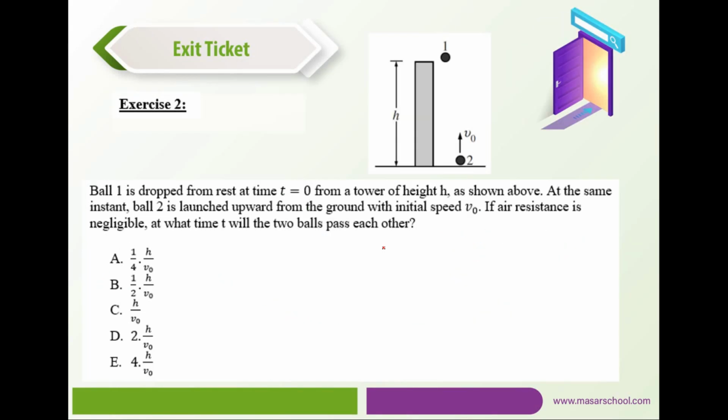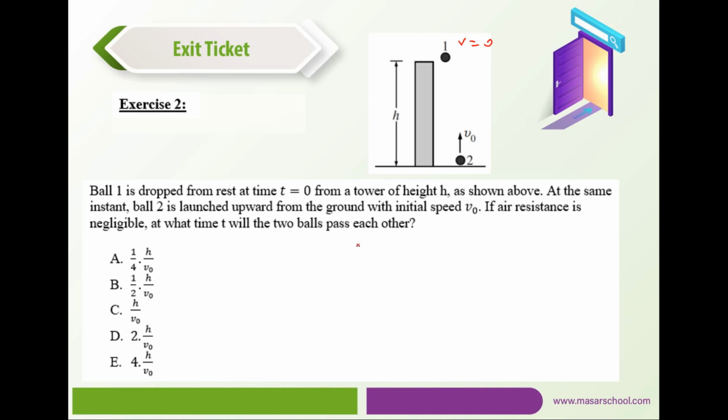Okay, exercise 2. Ball 1 is dropped from rest. This is ball 1, v is equal to 0, from a tower of height h, as shown above. At the same instant ball 2 is launched upward from the ground with an initial velocity v0. If air resistance is negligible, at what time t will the two balls pass each other?